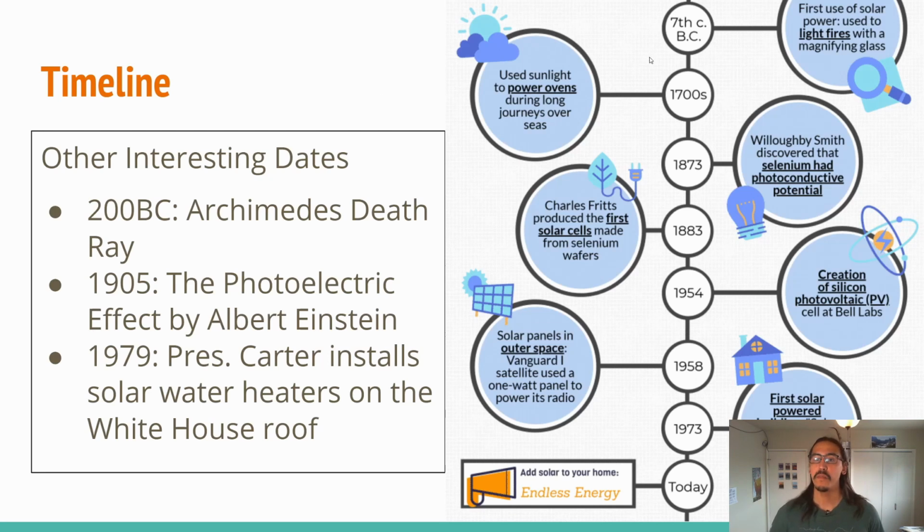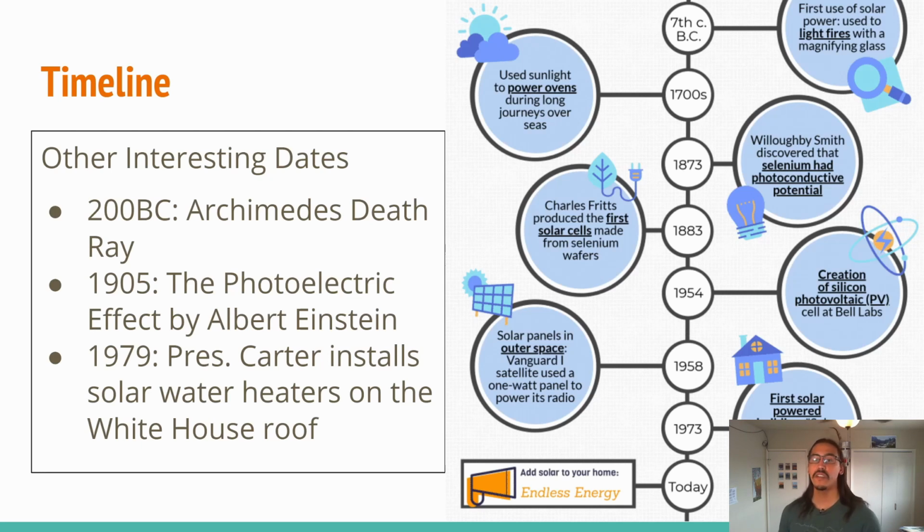There isn't really much progress on solar power until the 1700s. So going from 2,700 years ago to only 300 years ago. This is when sailors started to use solar-powered ovens to provide heat on their ships. So you can imagine, again, on a ship, you don't really want to start a fire, so it's a little hard to cook. And that's why it's a good idea to have this alternate source of heat.